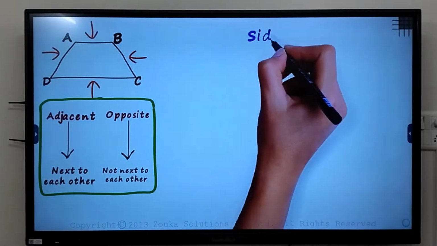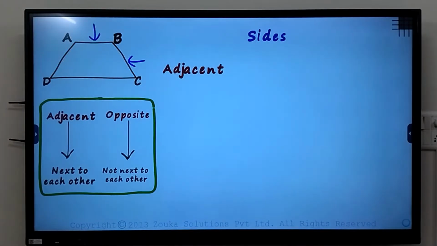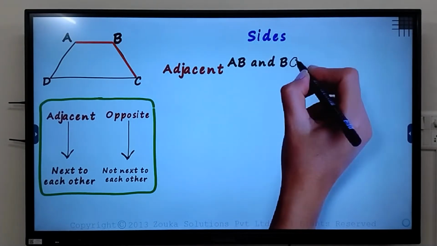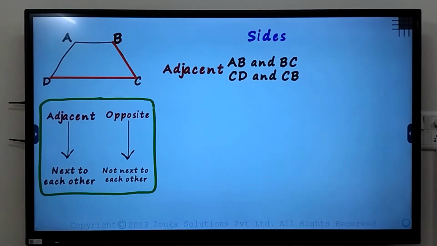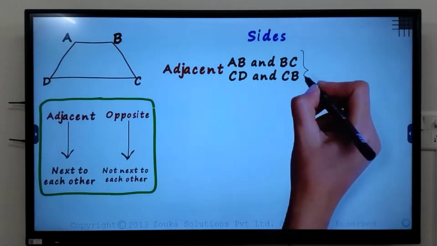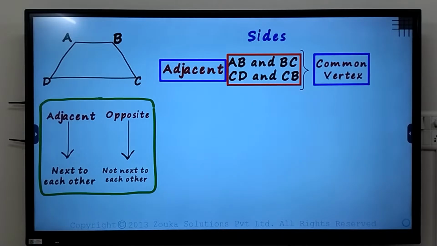Let's first focus on the sides of the quadrilateral. So which are the adjacent sides in a quadrilateral? These two sides are next to each other. We can say that the sides AB and BC are next to each other. The sides CD and DA are also next to each other. These two sides and these two sides are also adjacent to each other. If you observe, all the pairs have a common vertex. The first two sides have B as their common vertex. The second pair has D as its common vertex. So adjacent sides in a quadrilateral will always have a common vertex.